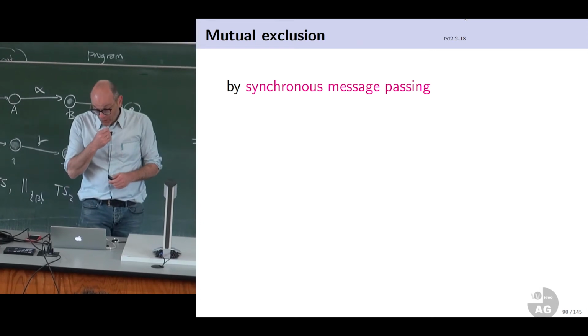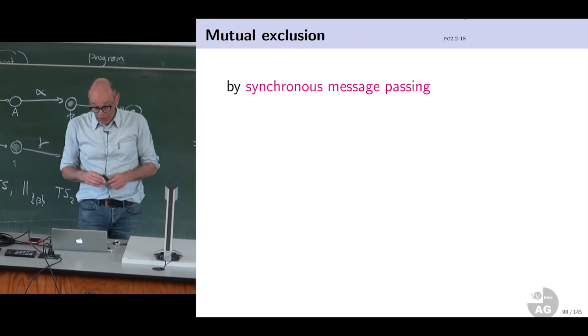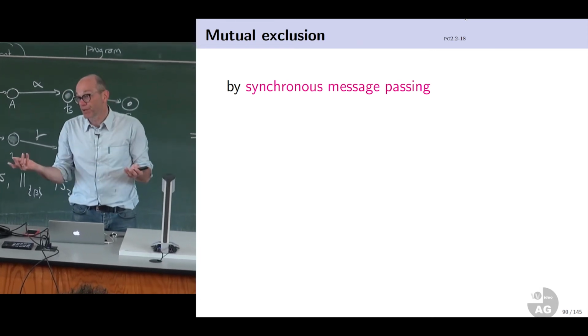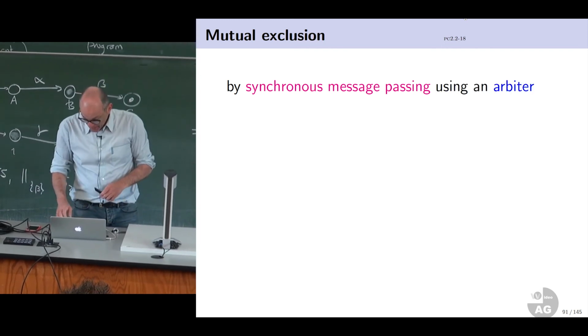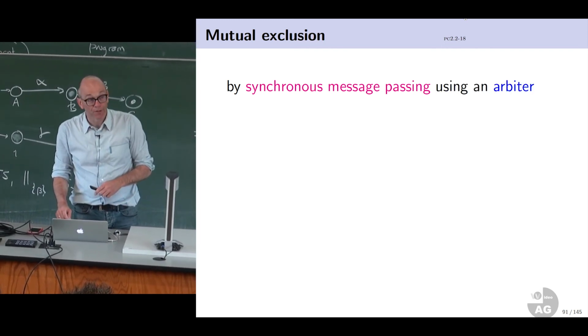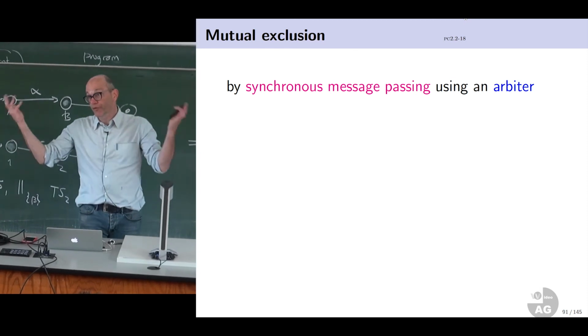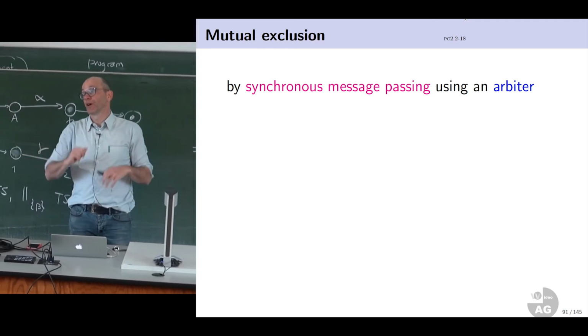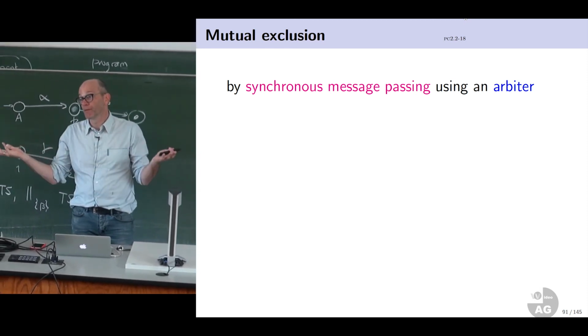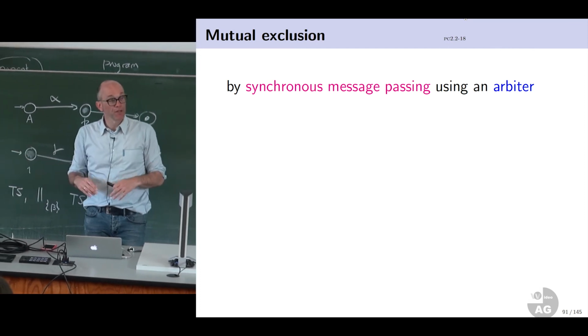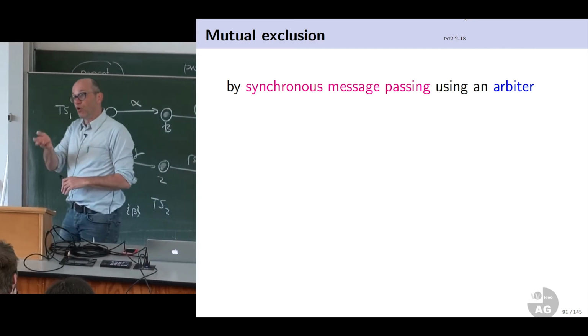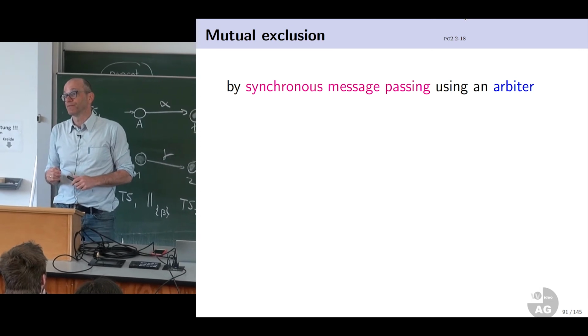Okay, so I will give you another version of a mutual exclusion algorithm that now uses this handshake principle. And the idea is that we're going to add an arbiter. So we will have 2 threads plus a third one, the referee, the arbiter. What's the role of the arbiter? The arbiter is going to decide who is going to have access to the critical section.